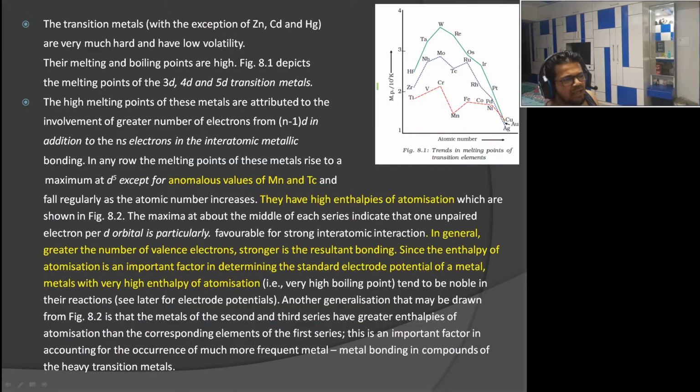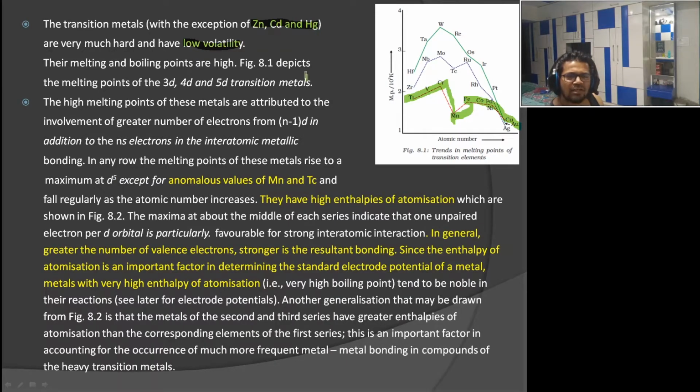Next, I want to talk about the melting points and boiling points, where if you observe, there are different series. This is titanium, vanadium, chromium, manganese, iron, cobalt and all that. So this is basically what I can call our 3D series. Then zirconium, niobium, that's the second series, and the third is the third transition series. Now what it is trying to say: the transition elements, with the exceptions of zinc, cadmium and mercury, are much harder and they have low volatility generally.